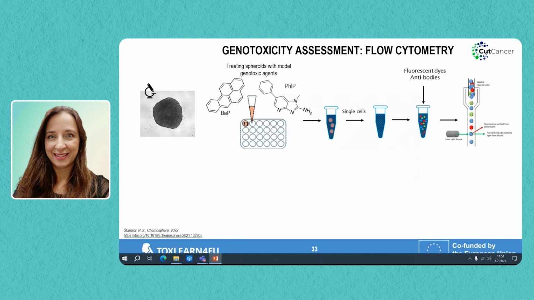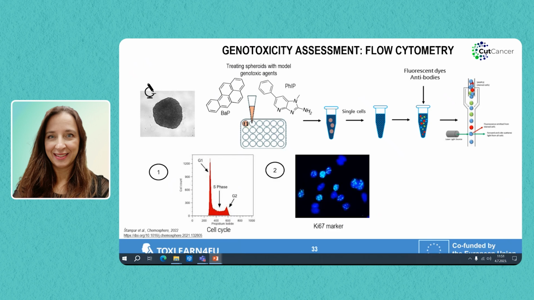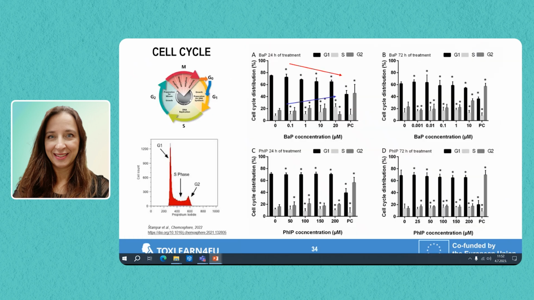Okay, so I mentioned before that this can also be used for flow cytometry. We take the cells, label them with different antibodies, different dyes, and then detect with the lasers specific fluorochromes. And at the same time, for example, we detect the cell cycling, the Ki67 marker, and also the H2AX positive cells. These are specific for the DNA double-strand breaks. So this is the approach we are also using in the genotoxicity assessment.